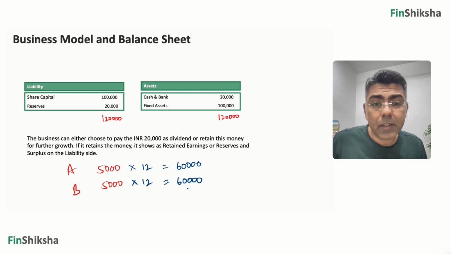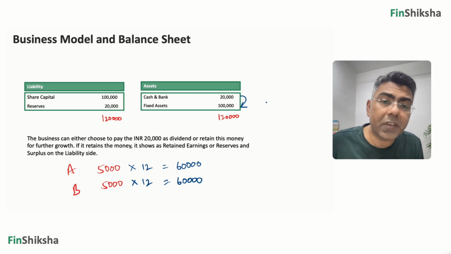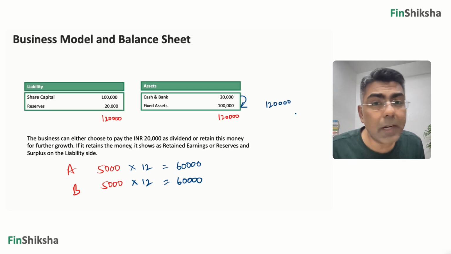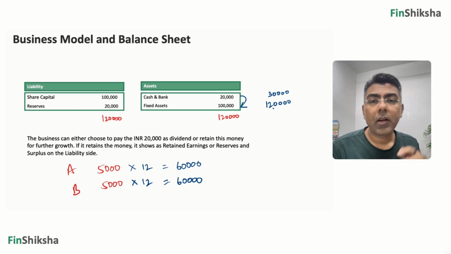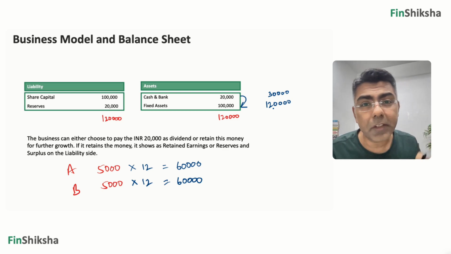Assume next year they make another profit, right? And this 20,000 is reinvested into the business. So your fixed assets become 1,20,000. And then at the end of next year, they end up making another profit. And let's say they make a profit of 30,000. So the asset side will be 1,50,000 now.